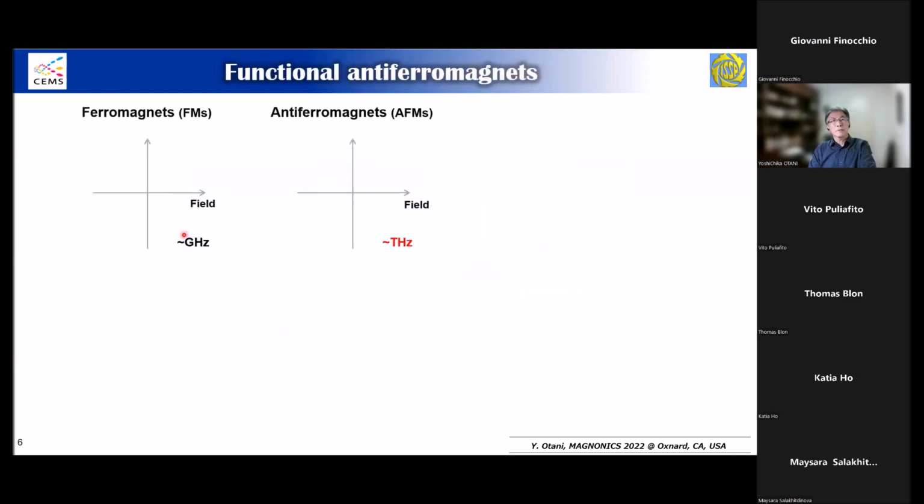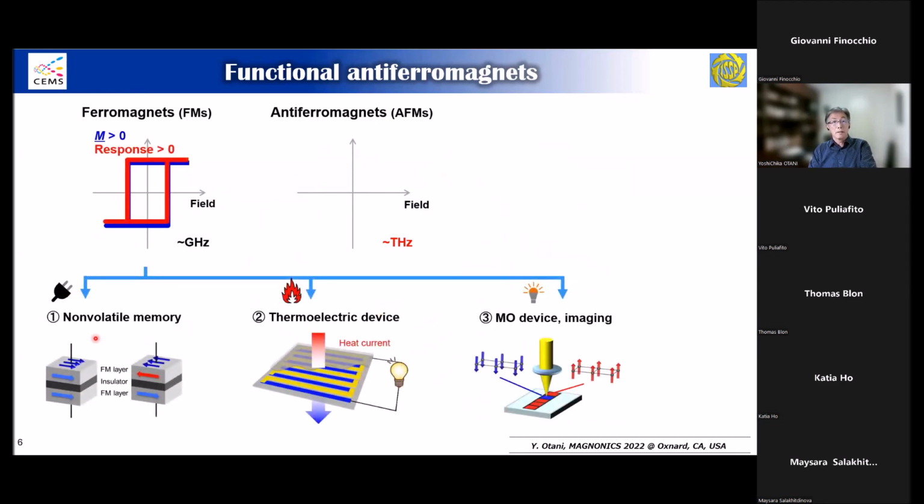If you look at the ferromagnet, you know the magnetization curve, hysteresis, the response is huge. So we can get a non-volatile memory function and some electric devices such as anomalous Nernst effect-based devices. And also the magneto-optical response is huge, and we can utilize this for imaging. In the case of antiferromagnet, as I said, magnetization is almost compensated. That's why there's a rule of thumb that we cannot expect any response. So even the Nobel laureate Néel said that antiferromagnet is useless.